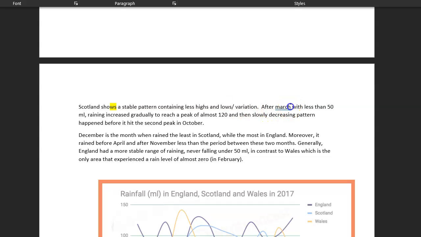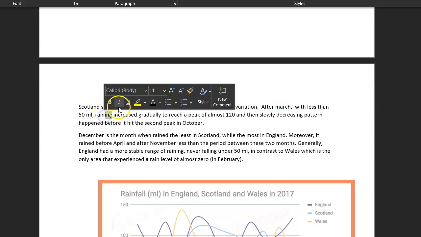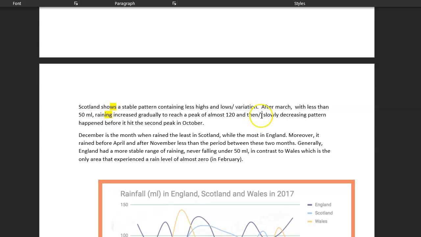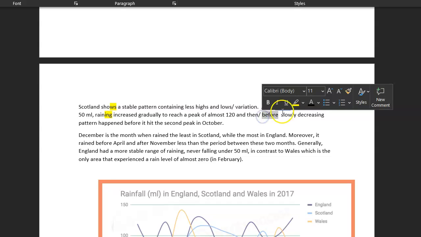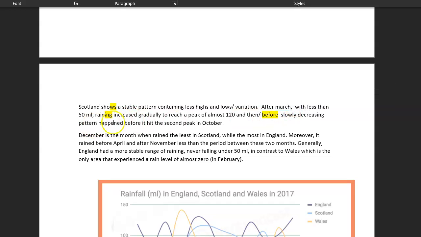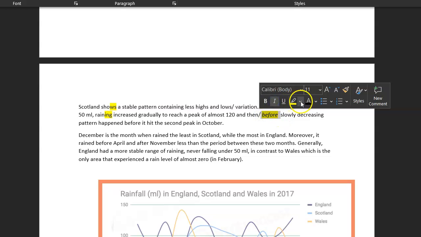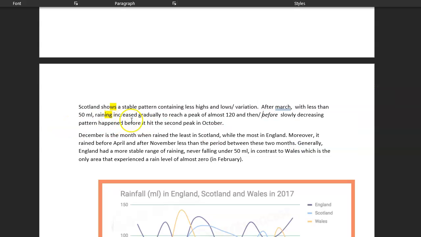After March, comma there, and capital letter for March, with less than 50, rain, or the level of rain, or rainfall, increased gradually to reach a peak. Yeah, and then before either before slowly decreasing, or then slowly decreased, past tense. Sorry, that should be a one of those, not one of those. Sorry, let me make it for you. Decreasing pattern happened before it hit the second peak in October.